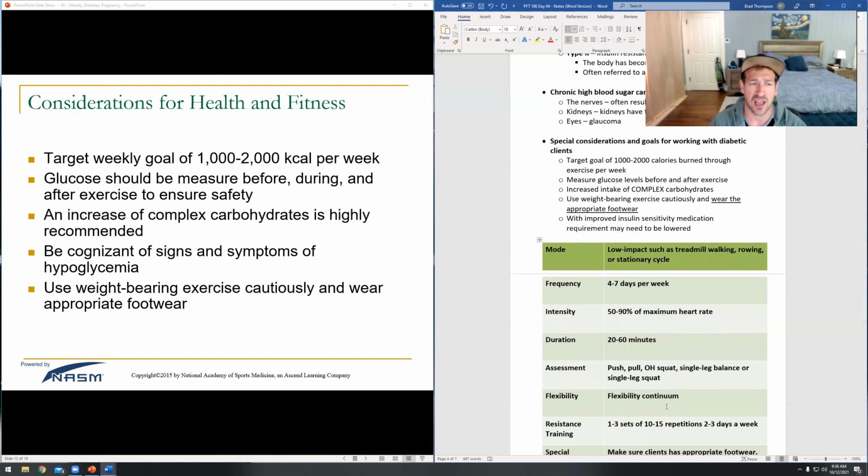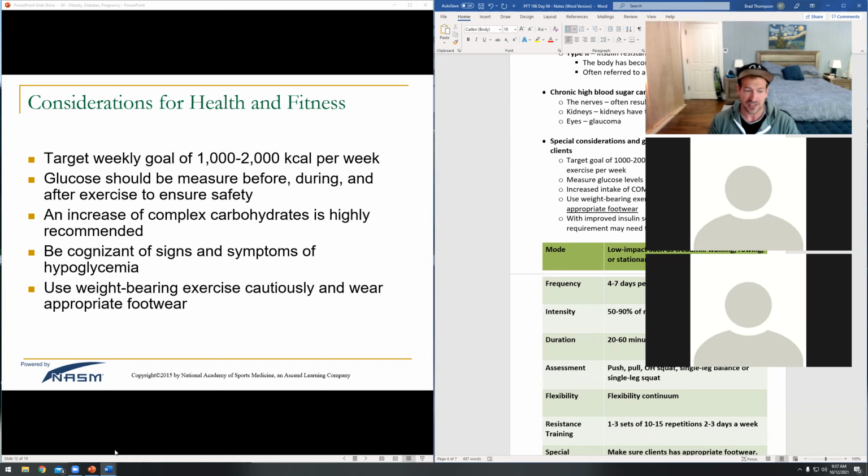Special considerations when working with diabetic clients, right? Generally, you are going to set a target goal of 1,000 to 2,000 calories burned through exercise per week. Now that's kind of an interesting way of looking at exercise, right? Rather than saying we want to exercise this many days per week, even though that is something we want to do, we're going to set a goal of how many calories to burn per week. Now, why would we approach it that way?